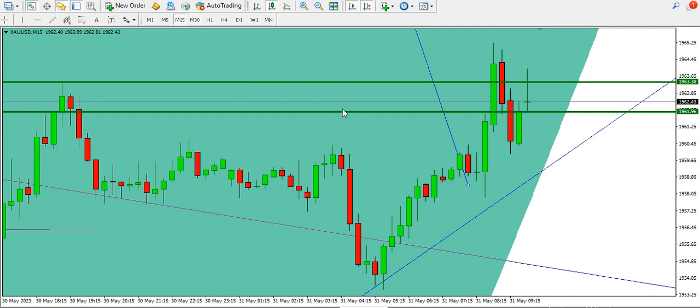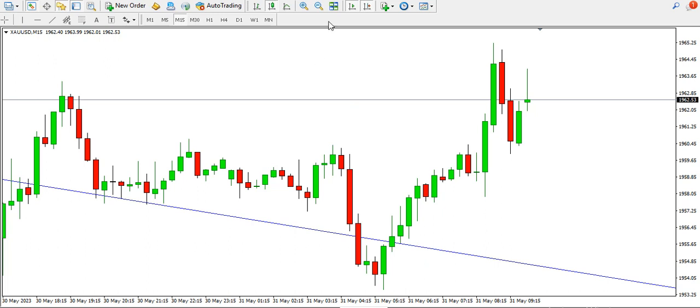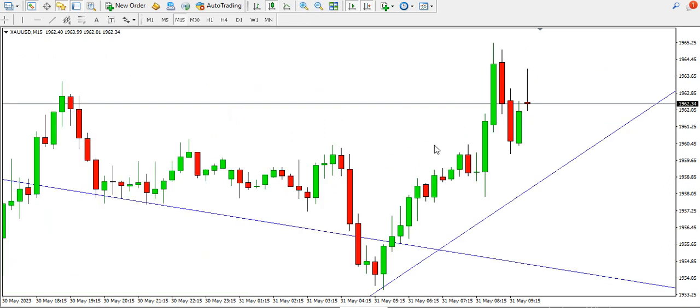Looking at the 15-minute time frame, what do we have? The price of gold on the 15-minute time frame is also moving up. The bulls, the buyers, are in charge. They're trying to push the price of gold up for now, so you might want to consider buying gold.